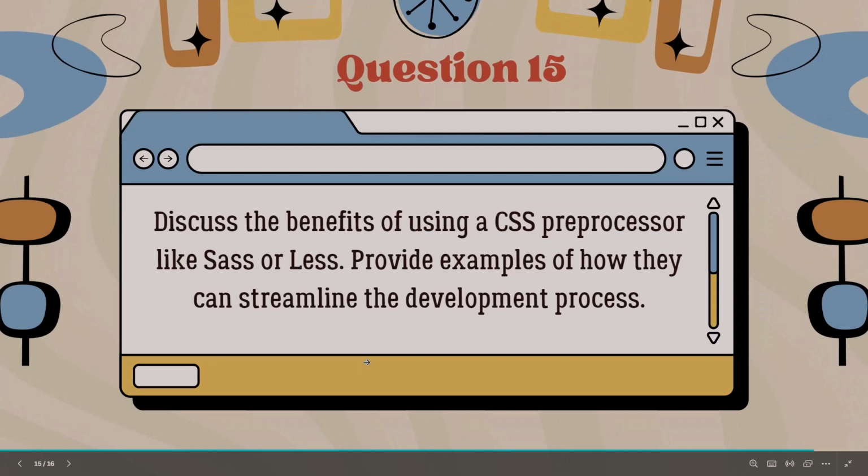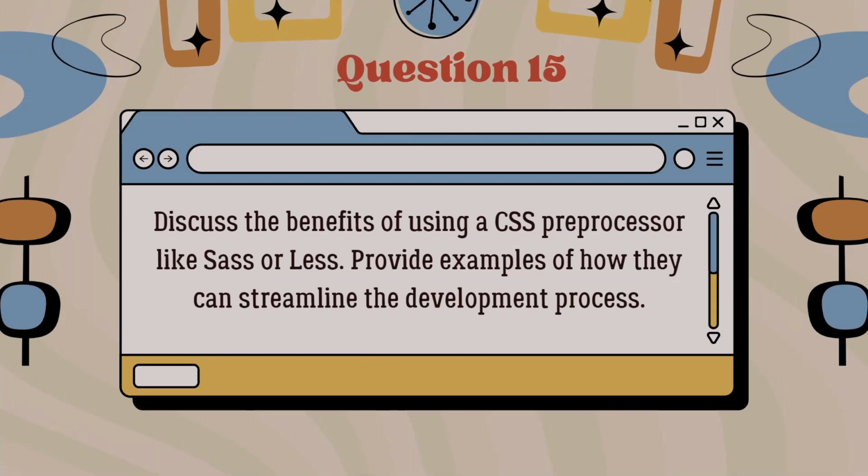Discuss the benefits of using CSS preprocessors like Sass and Less, and provide an example of how they streamline the development process. So you should be aware that CSS preprocessors like Sass and Less are a dev dependency, not only a dependency. So you should be aware of the difference between dev dependency and only a dependency part.